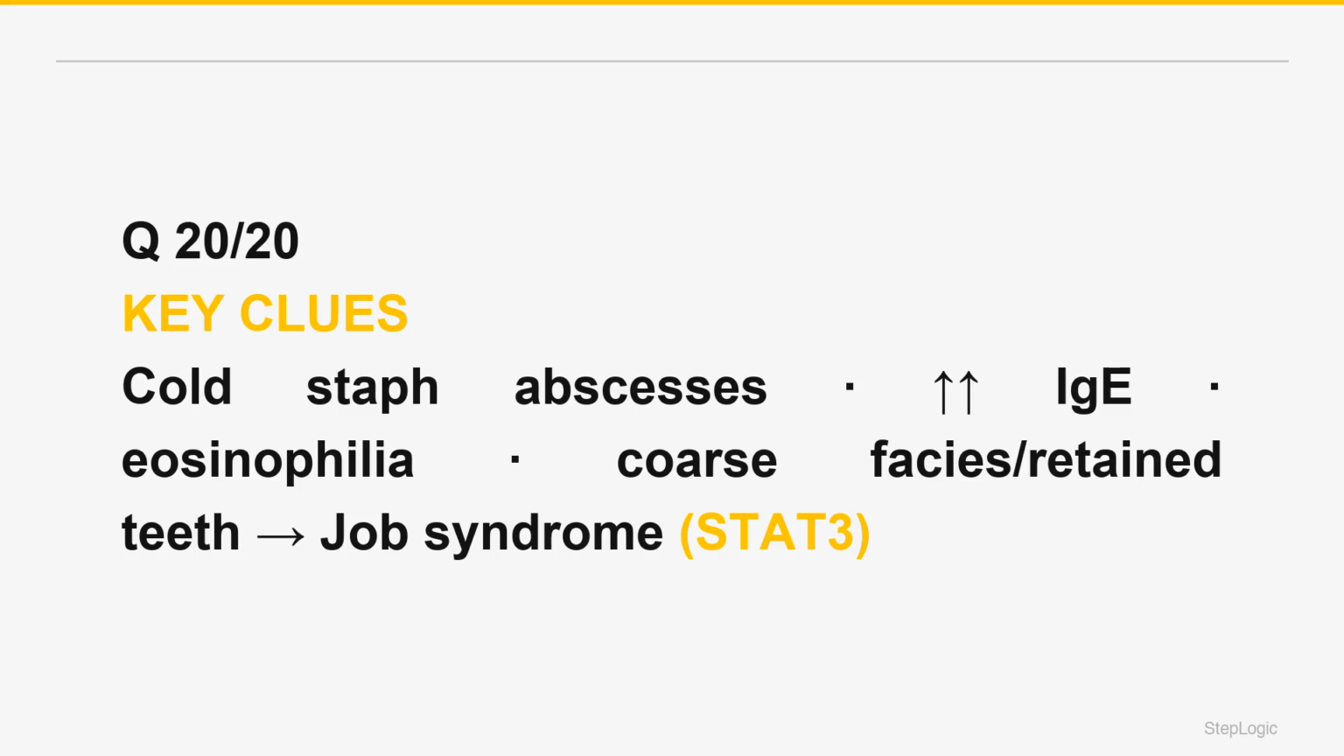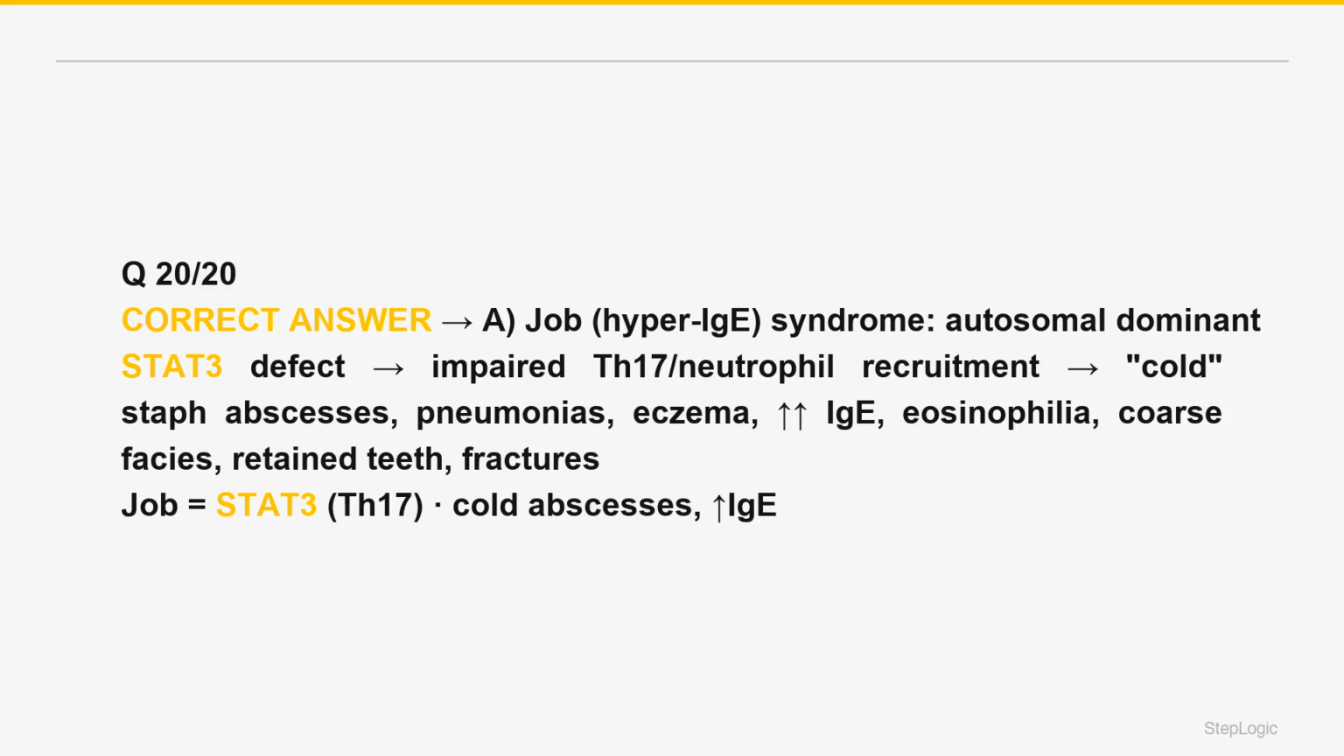This is Job syndrome, hyper IgE syndrome, an autosomal dominant immunodeficiency caused by a defect in STAT3. STAT3 signaling is required for the differentiation of Th17 cells, which normally recruit neutrophils to sites of infection. Without adequate Th17 function, neutrophil recruitment is impaired, so infections fail to mount a normal inflammatory response. The correct answer is A.